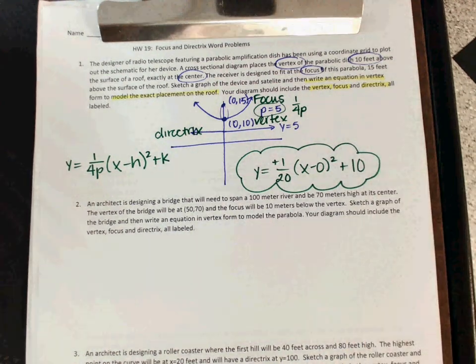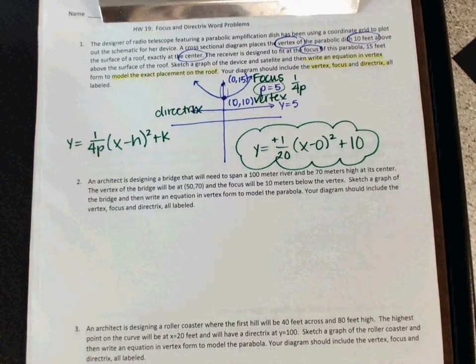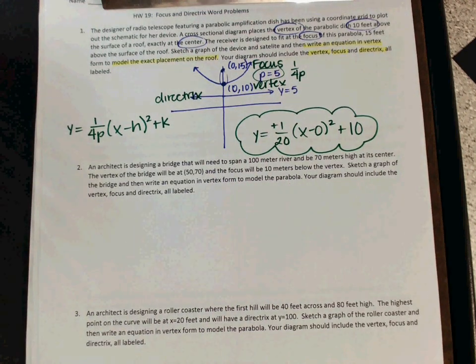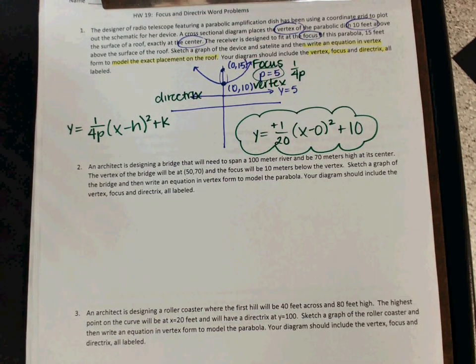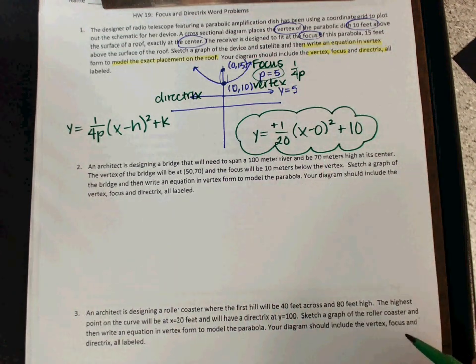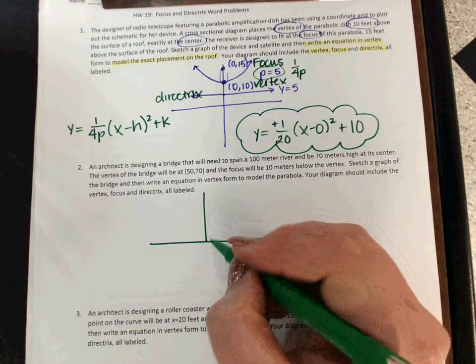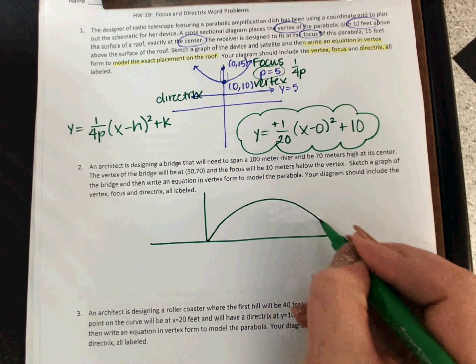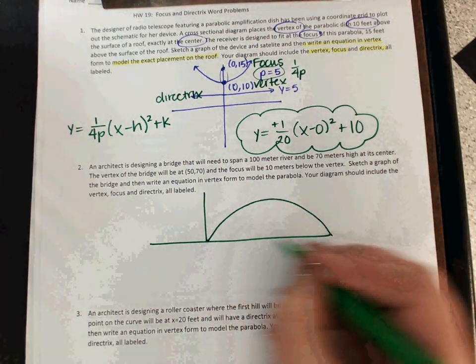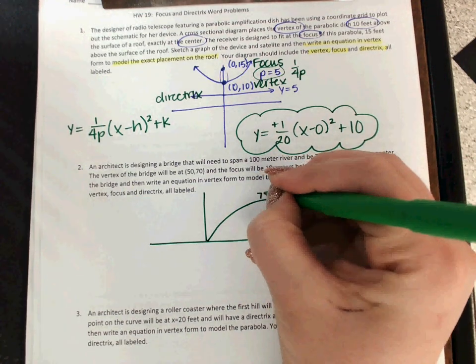Okay? So I'm going to do one more of these with you. I'm going to help you with number 2, then you'll have to do number 3 on your own. So it says an architect is designing a bridge that will need to span a 100-meter river and be 70 meters high at its center. The vertex of the bridge will be at (50, 70). So let's draw our graph here. So our bridge needs to go from 0 to 100. So this distance is 100, and then it says it'll be 70 meters high at its center.